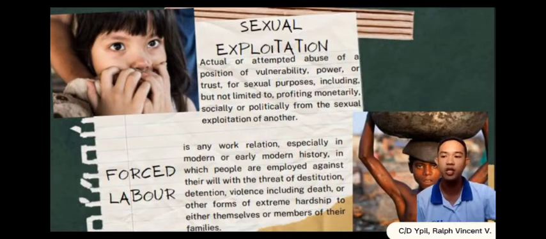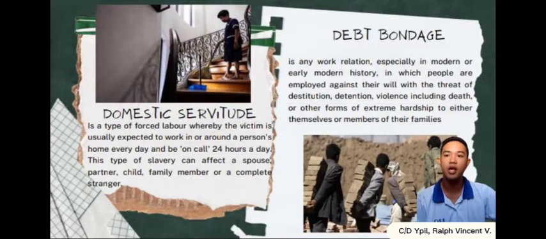The next is forced labor, in which people are employed against their will with a threat of destitution, detention, violence, including death, or other forms of extreme hardship to either themselves or members of their families. The next is debt bondage. It is a work relation, especially in modern or early modern history, in which people are employed against their will, under the threat of destitution, detention, violence, including death, or other forms of extreme hardships to either themselves or members of their families.